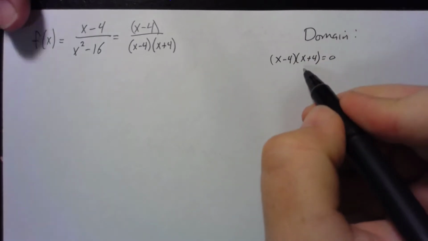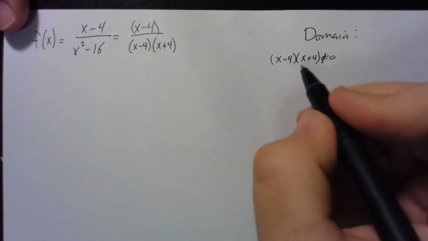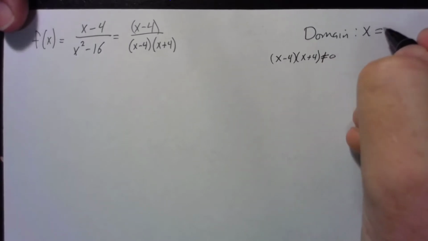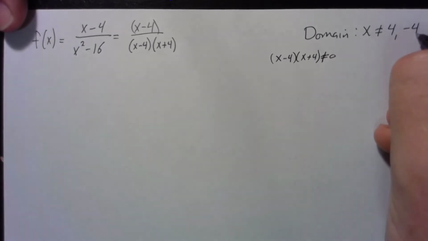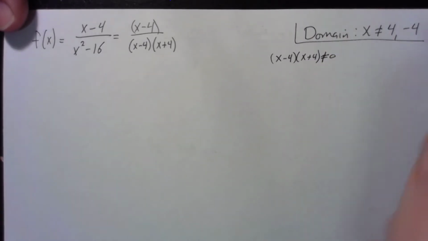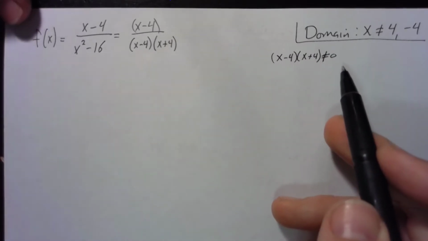And my domain are the values where this can't happen. So really I want to put a slash through this equal sign. That means x is not equal to 4, nor is x equal to negative 4. So that's my domain, and again, this is how I find it. I set the bottom equal to 0, and I solve that equation.